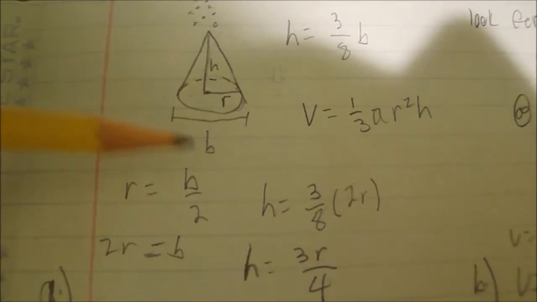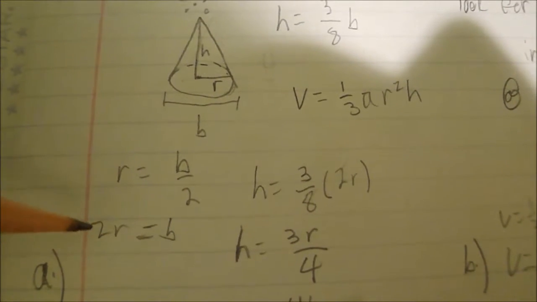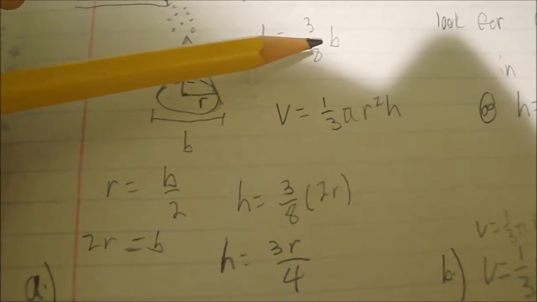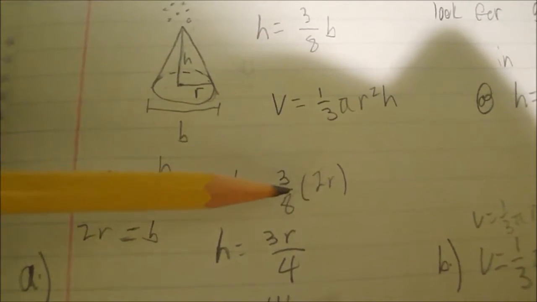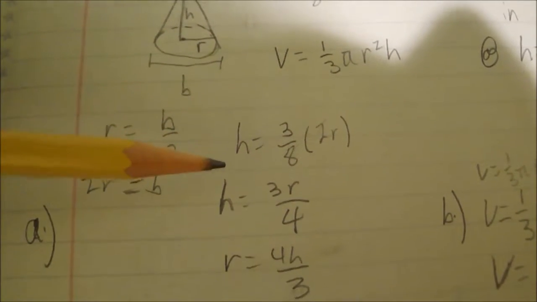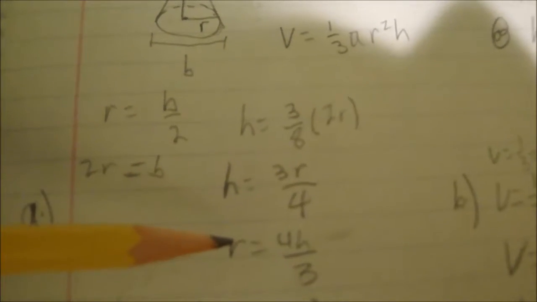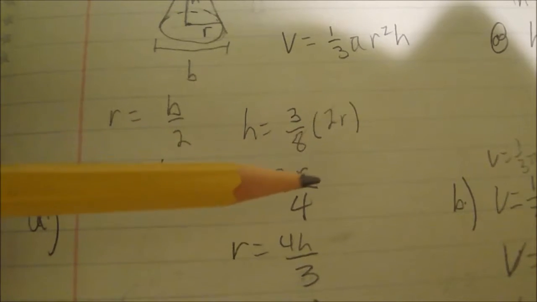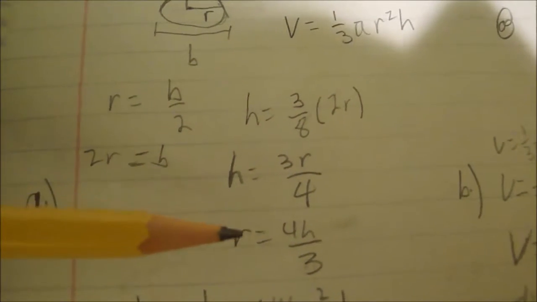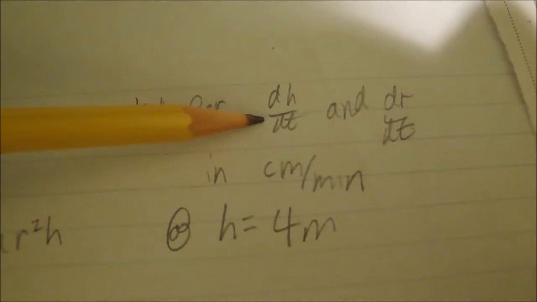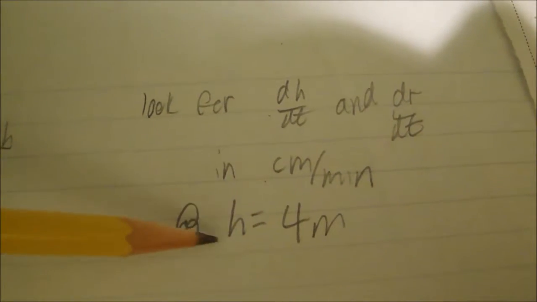So with our knowledge, we can solve for r, and r is going to be b over 2. So b is going to equal 2r, and if you substitute in 2r for b in here, then you get h equals 3/8 times 2r, which simplifies to h equals 3r over 4. Now you can also solve that for r by multiplying both sides by 4 over 3, and you get r equals 4h over 3. So for part A, it asks us to find dh/dt in centimeters per minute at h equals 4 meters.